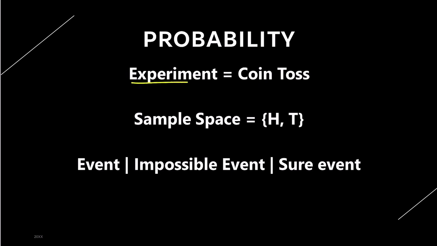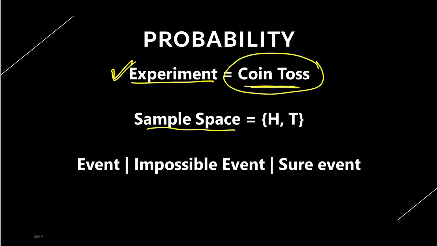What exactly is an experiment? What exactly is a sample space? And these three terms. What exactly is an experiment? An experiment is a coin toss, throwing a dice, rainfall happening, or the number of red cars going on the road. So whatever we are calculating, that is known as an experiment. Whatever experiment we are performing, here the experiment is a coin toss.